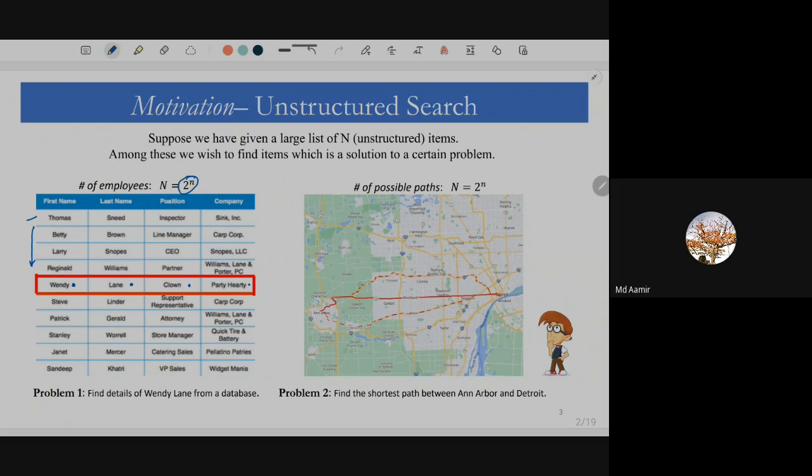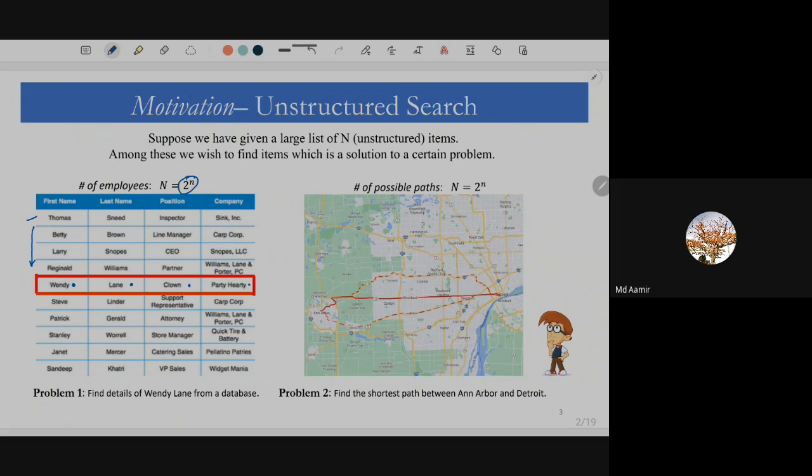You start from the beginning and have to trace till the end until you get the name Wendy Lane. In the worst case, it may happen that the name you are finding is at the end of the database. So we have to search the whole database. That is the 2 raised to n employees.